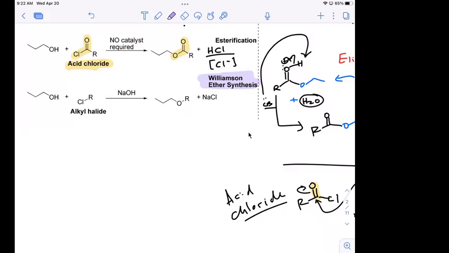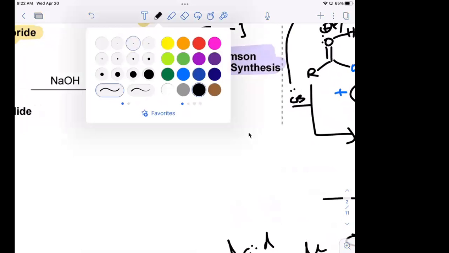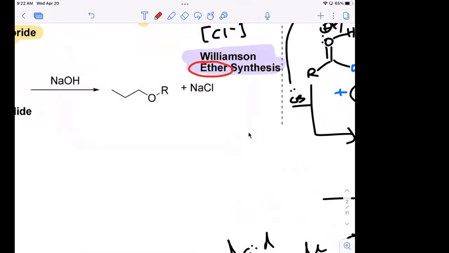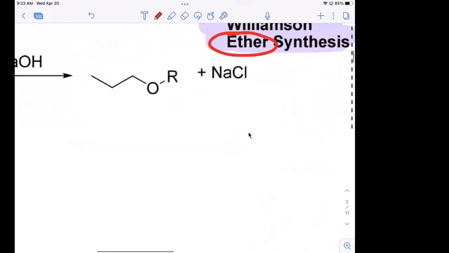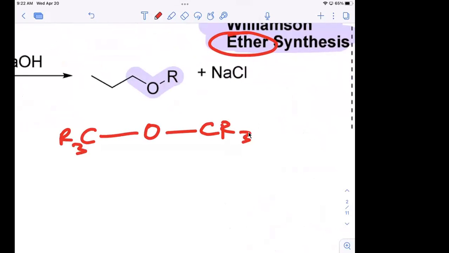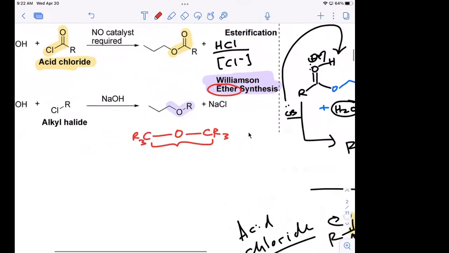All right, so an ether, which is what we're trying to make here, you can see the ether functional group is here. The basic structure of an ether is an oxygen with a carbon on each side. Doesn't matter what's attached to the carbon. If this is the basic structure, then that's what we call an ether.